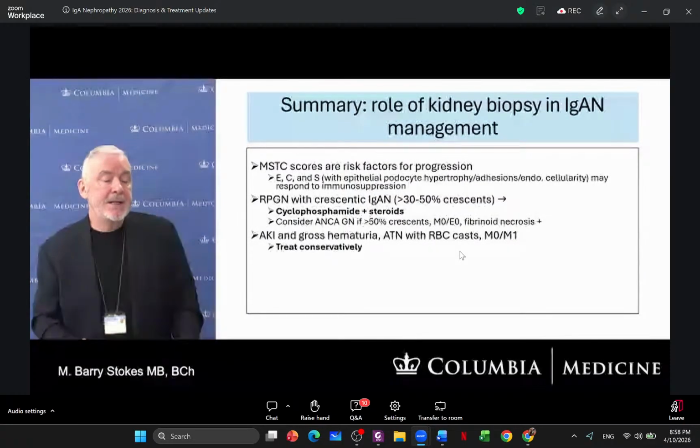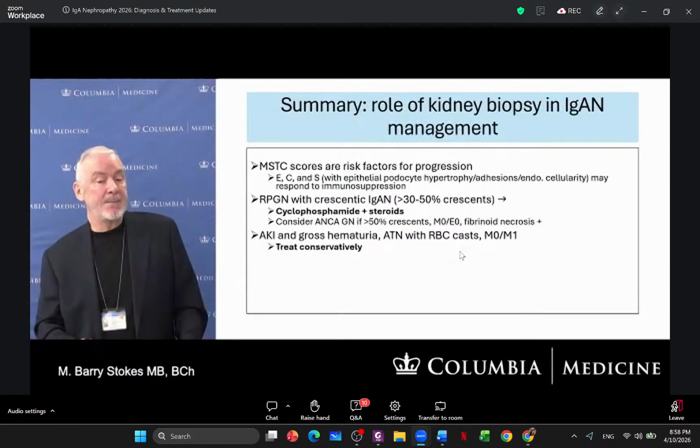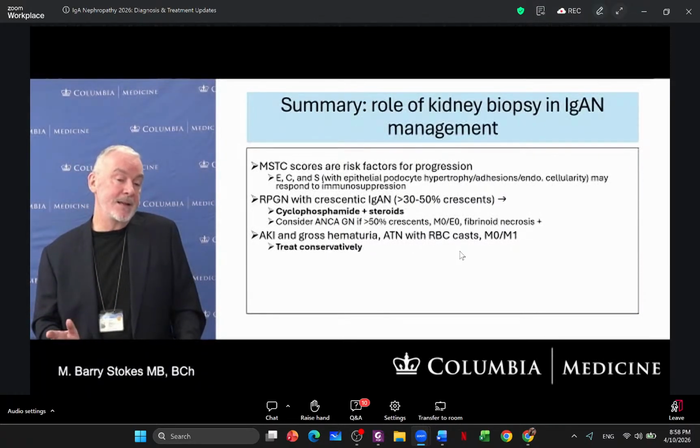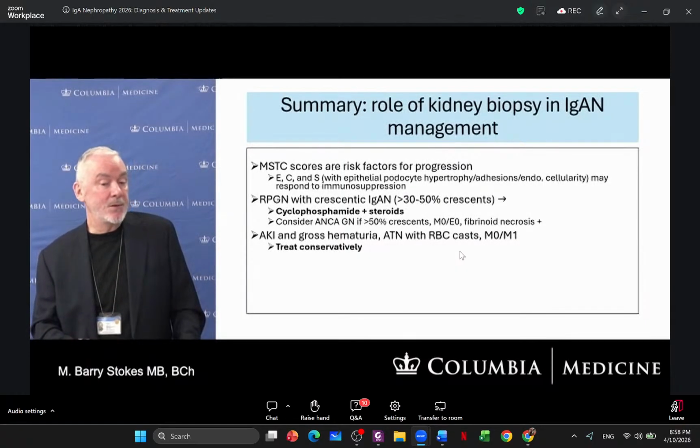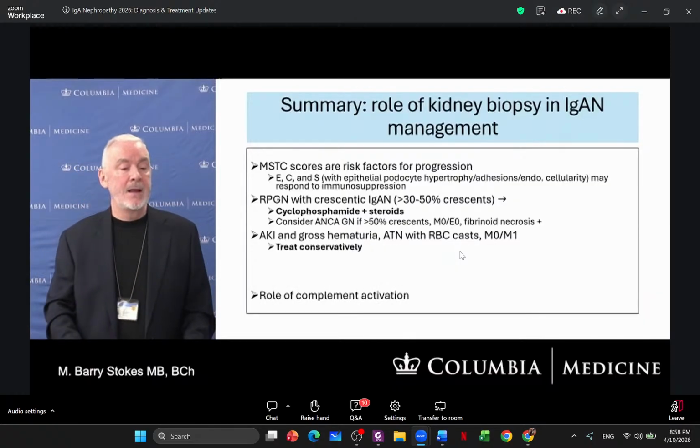So if we see more than 50% crescents, particularly if we see fibrinoid necrosis and very little glomerular hypercellularity other than that, we would recommend testing for ANCA in these cases. The syndrome of acute kidney injury with gross hematuria, this is a condition that should be treated conservatively. It doesn't require immunosuppressive therapy. This is, again, patients with relatively benign glomerular disease, but have a lot of red cells in the urine. And sometimes this can be linked to the use of anticoagulants. So they basically bleed into their tubules, and that causes acute tubular injury, which is eventually reversible with conservative management.